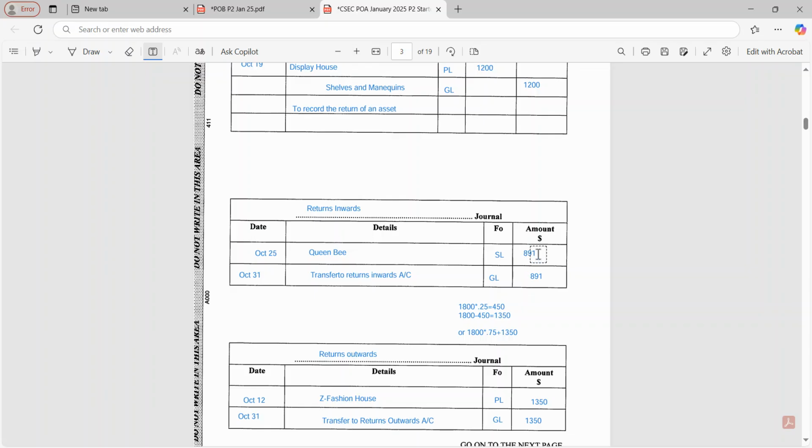And you should get $391. Right, $391. And it's going to be the sales ledger. You have to make note of that.